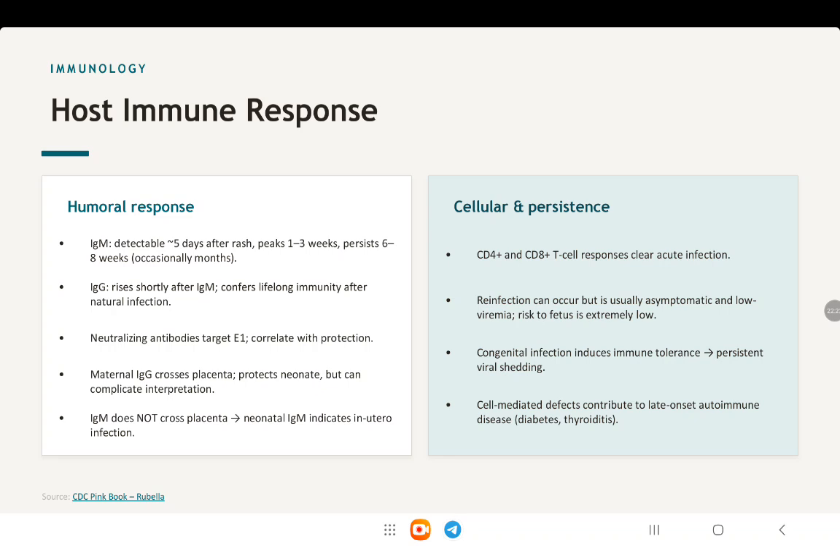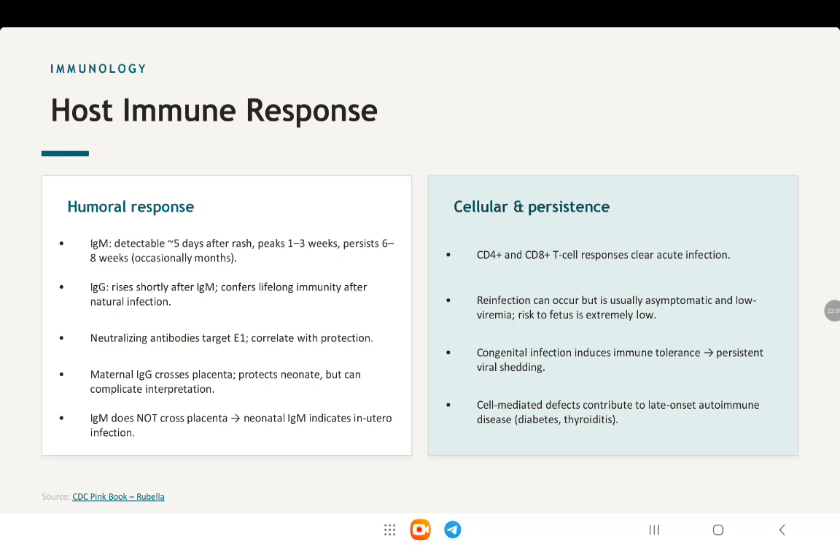Host immune response: let's look at how the immune system responds to the rubella infection. The first antibody produced in the rubella infection is IgM. IgM usually appears about 5 days after the rash, reaches its highest level within 1 to 3 weeks, and then gradually disappears over the next several weeks. Next, the body produces IgG antibodies. IgG remains for life and provides long-term protection after a vaccination or a natural infection.